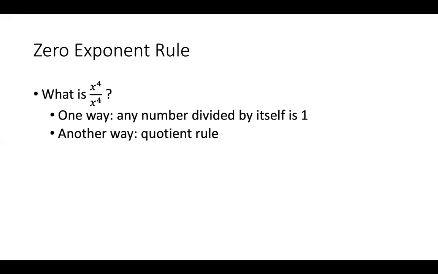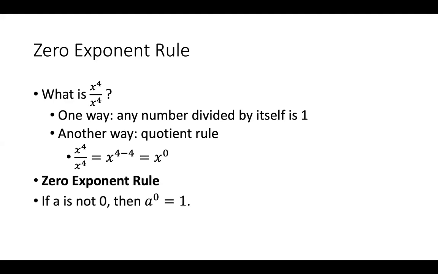But the other way is to use the quotient rule. X to the 4th divided by x to the 4th would be x to the power 4 minus 4, which would be x to the 0. So assuming that both of those ways are correct, which they are, doing the problem one way gives you the answer 1. Doing the problem the other way gives you the answer x to the 0. So x to the 0 and 1 must be the same thing.